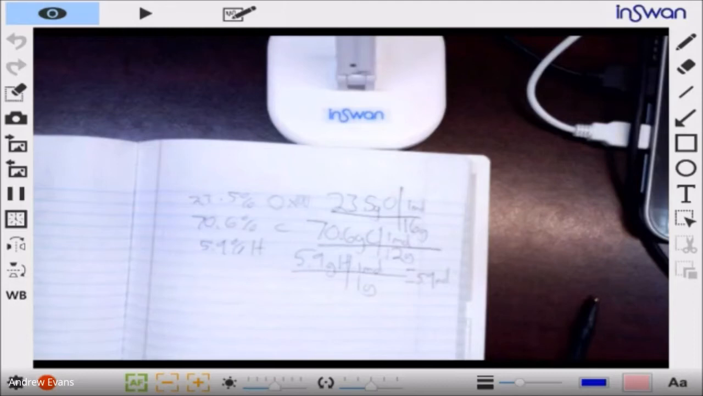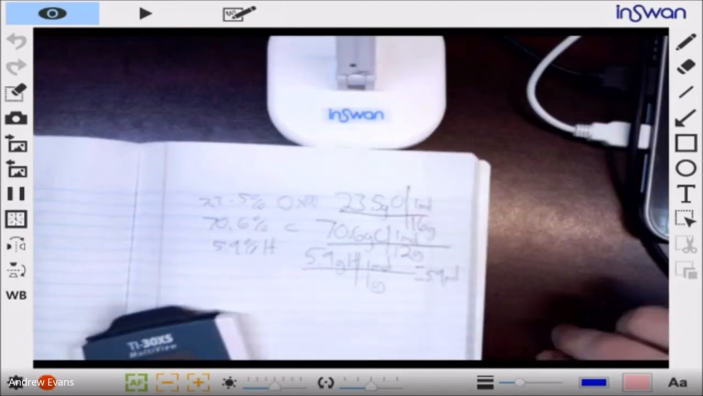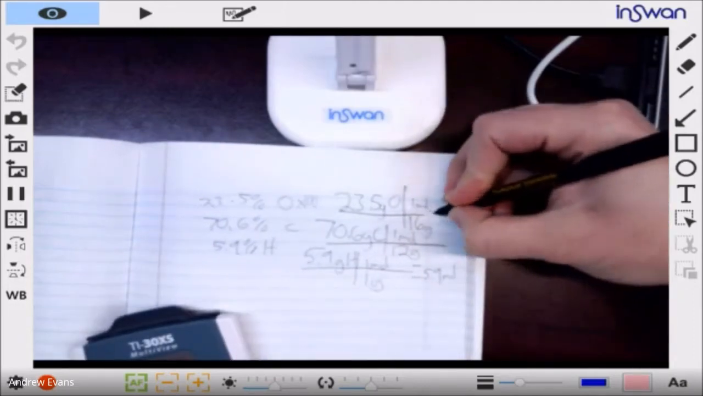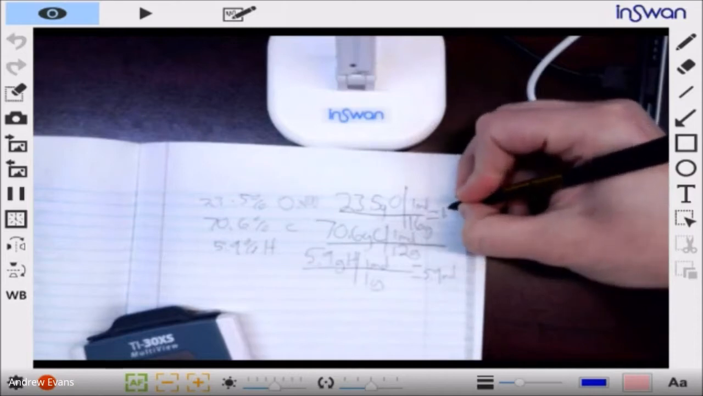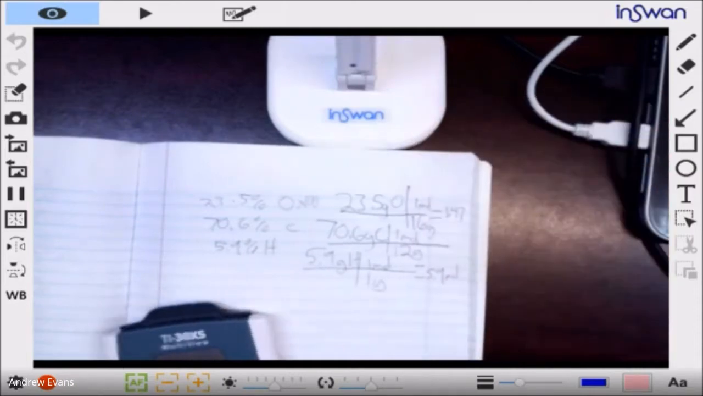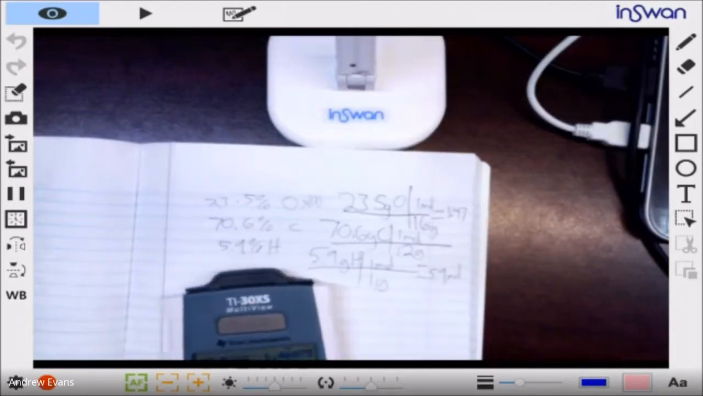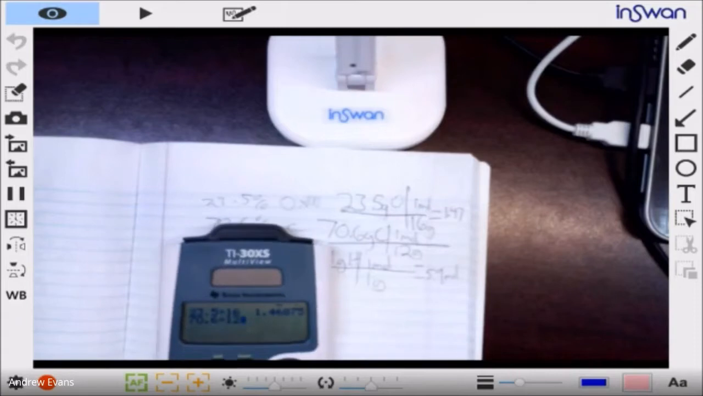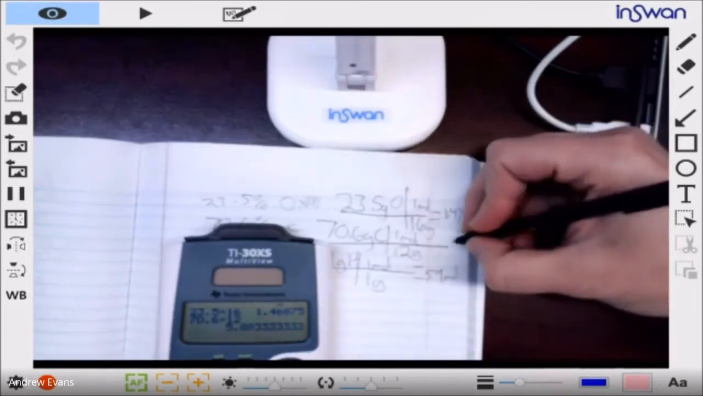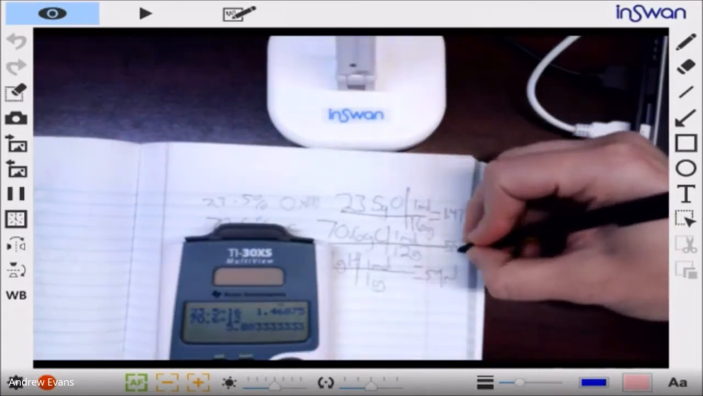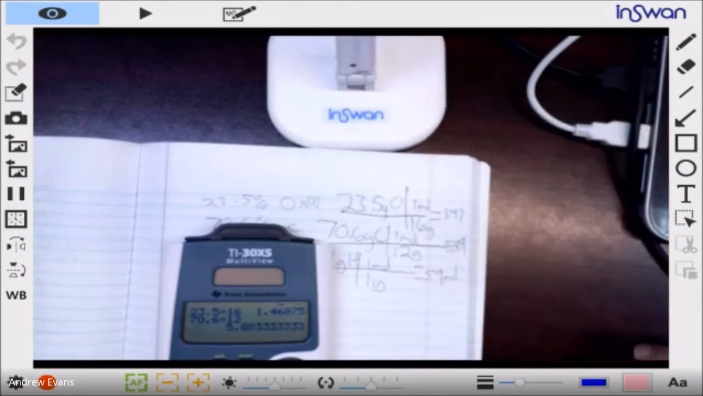23.5 divided by 16 is 1.47 moles of oxygen. And 70.6 divided by 12 is 5.89, essentially 5.88.